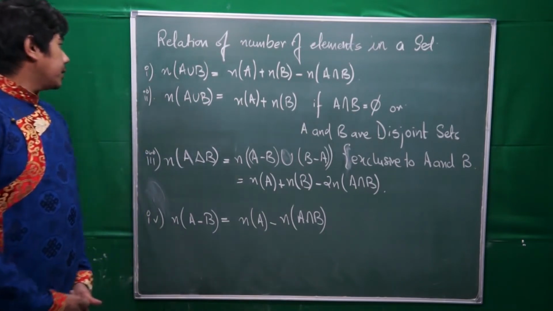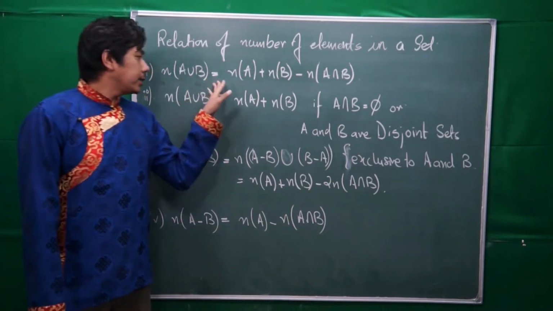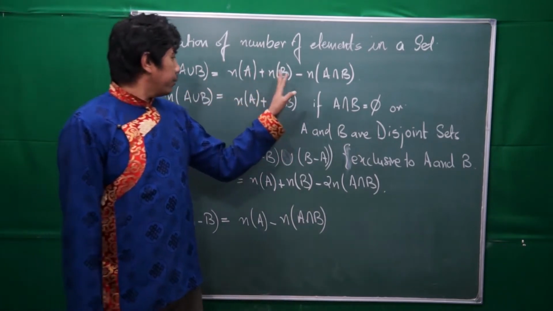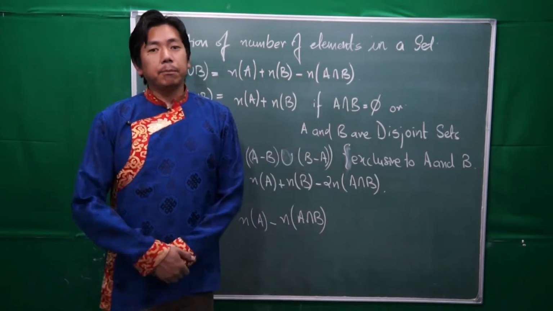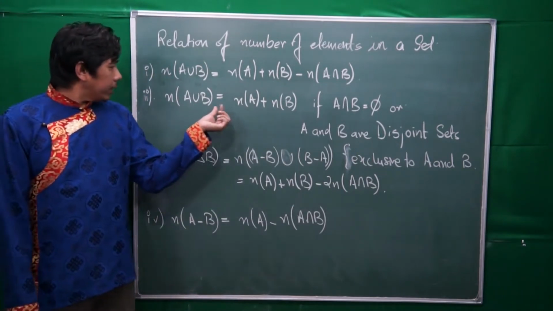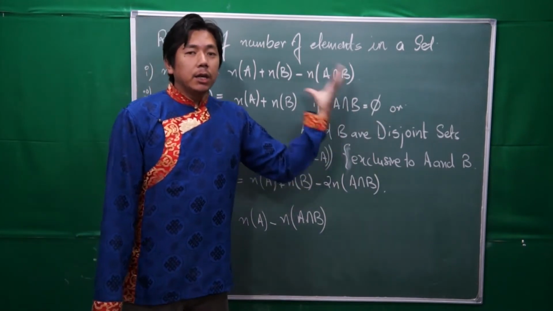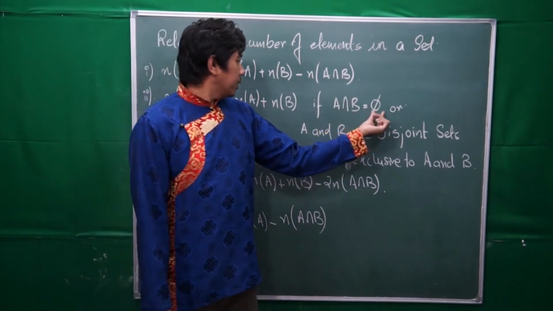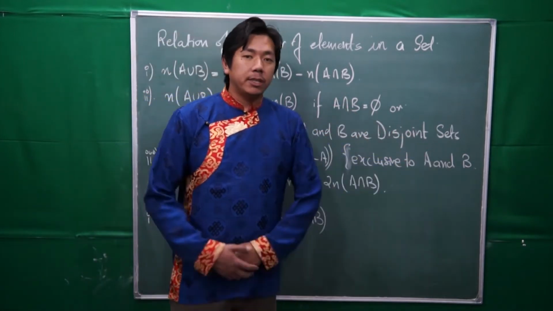First, it says that the number of elements of A union B is equal to the number of elements of A plus the number of elements of B minus the number of elements of A intersection B. Likewise, the number of A union B equals the number of A plus the number of B if A intersection B is a null set. You must know that when A intersection B is a null set, the sets A and B are known as disjoint sets.